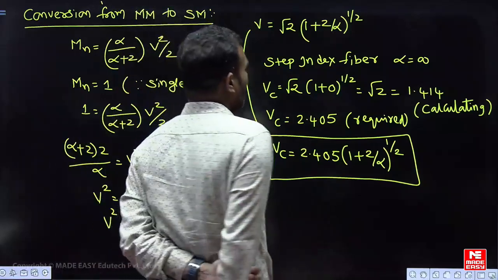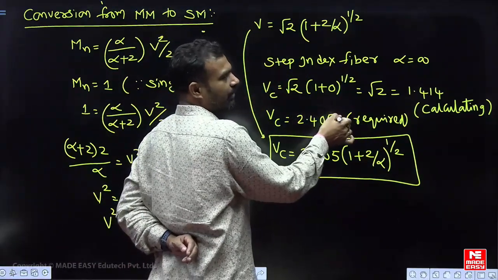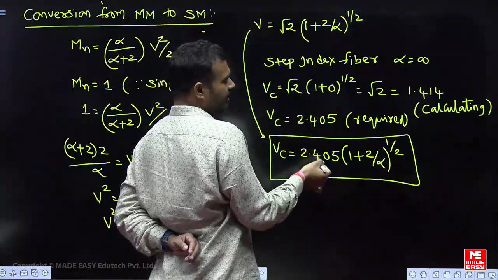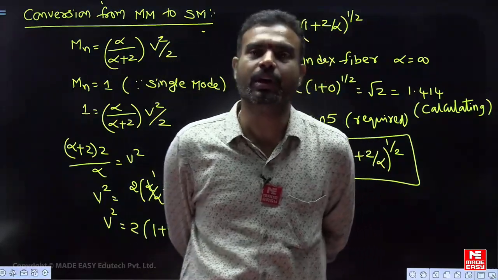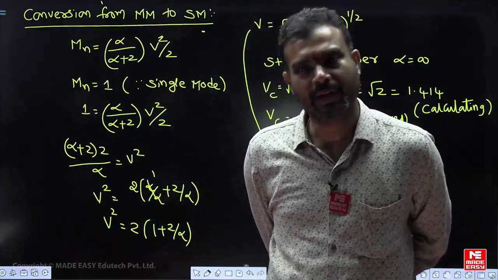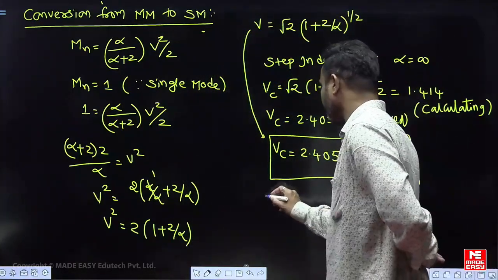So therefore, to have a single mode, you are replacing this root 2 with 2.405. Therefore, replacing root 2 with 2.405 is the formula for conversion of multi-mode into single mode. Am I clear? Okay, now see here. I am just writing here to make it clear.